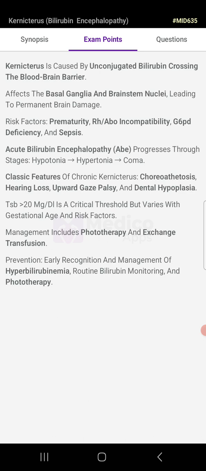Acute bilirubin encephalopathy progresses through the stages hypotonia, hypertonia and coma. Classic features of chronic Kernicterus: choreoathetosis, hearing loss, upward gaze palsy and dental hypoplasia.